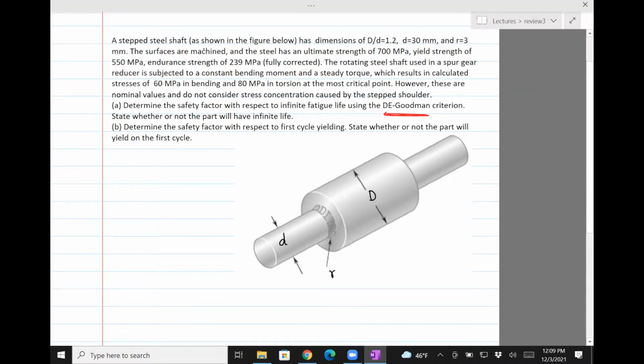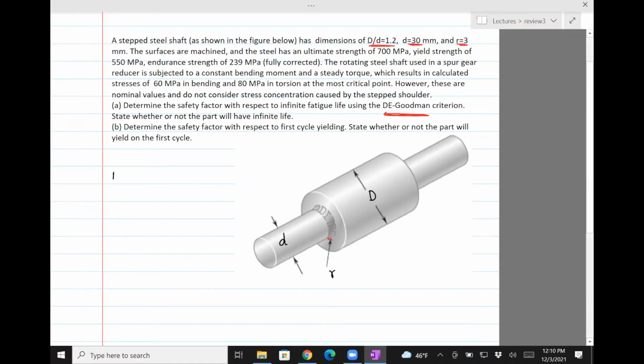So a stepped steel shaft shown below has dimensions of D divided by d. From that and this information, you can compute capital D if you want to. And then the radius of the fillet is 3. The surfaces are machined and the steel has an ultimate strength of 700 MPa.